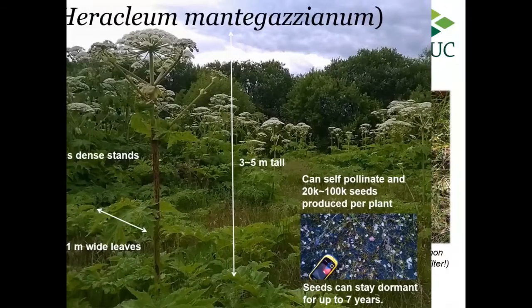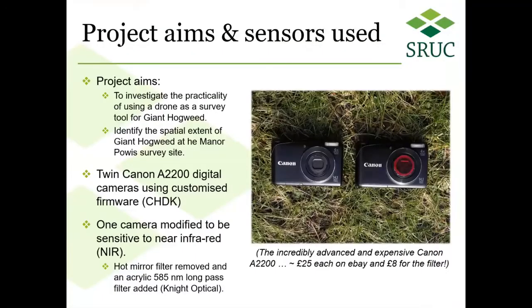So the main aims of this particular project were, basically using drones, is it a practical tool for surveying giant hogweed? And then at the particular site that I was looking at, a place called Manor Palace, what was the spatial extent of the infestation that was there?